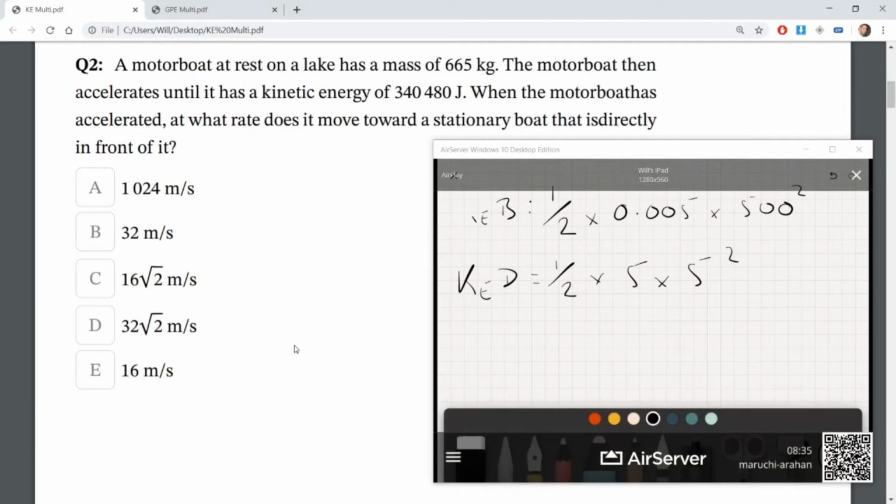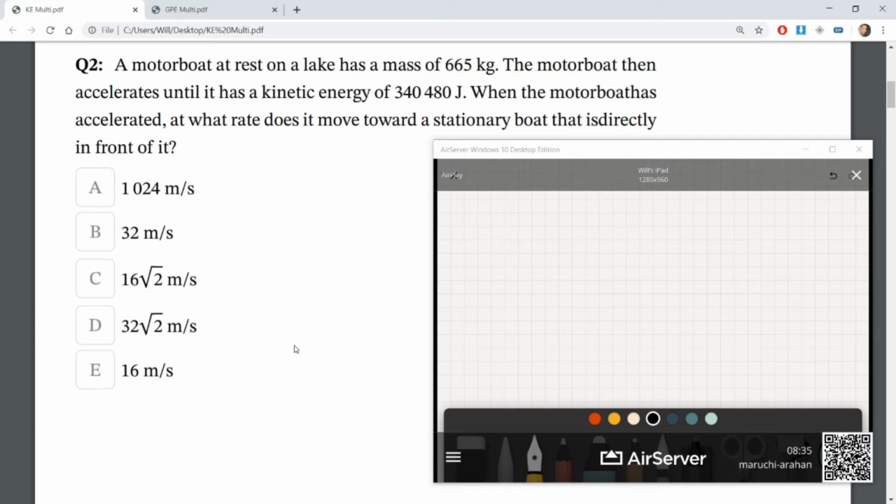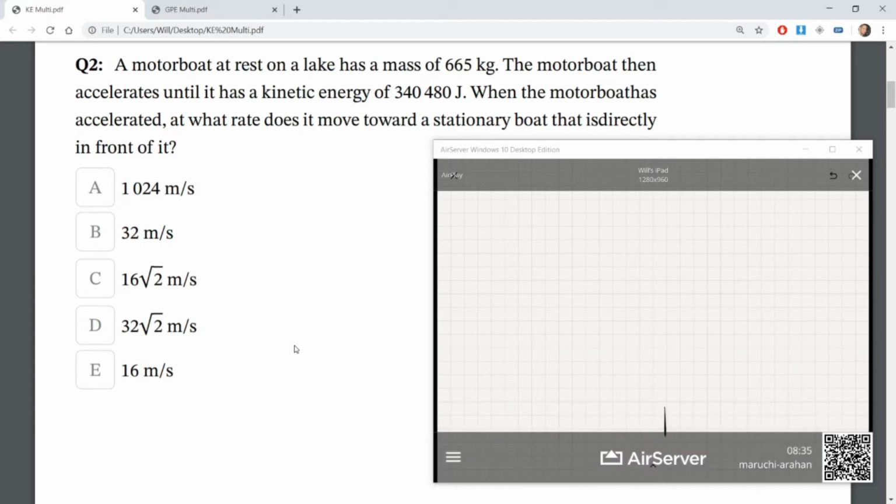So this next one, you are looking at the same idea, but you're rearranging the equation this time. So we have a mass, we've not got the velocity, but we're given the kinetic energy to start off with. It's always useful in these questions to rewrite the equation for yourself. So you've got kinetic energy equals half mv squared.